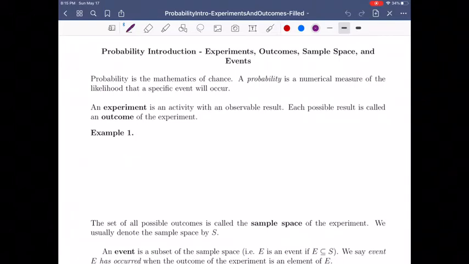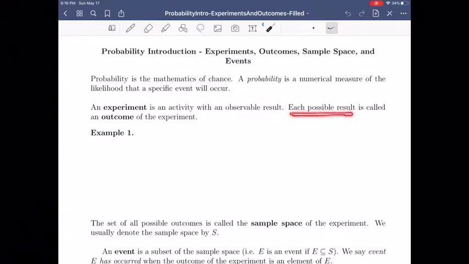So first of all, probability is the mathematics of chance. It's the numerical measure of the likelihood. So we're always talking about the likelihood that something will happen. We usually call these things events. First of all, an experiment is an activity with an observable result. So something happens from the experiment. Each possible result is what we call an outcome of the experiment.